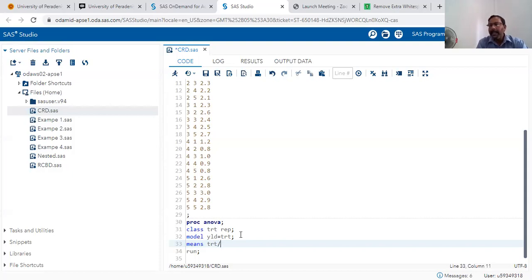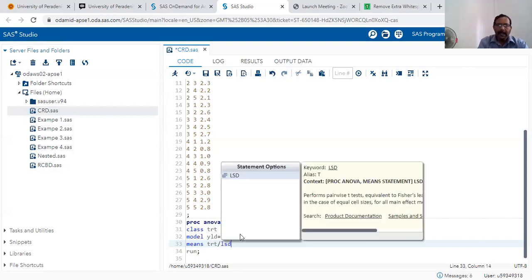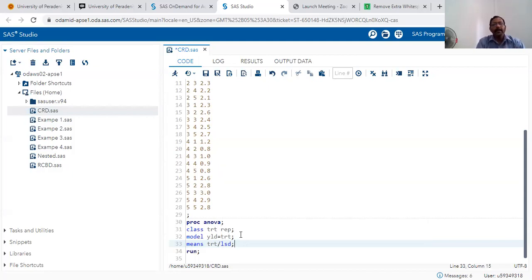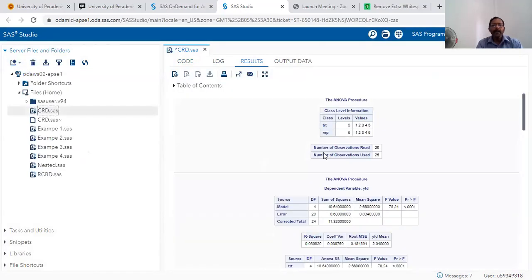I said some methods are there, different methods. First, I will go for the LSD method and run the program. Means treatment slash LSD. Have you all written down? This is the additional information that we are writing. Okay, I ran the program.